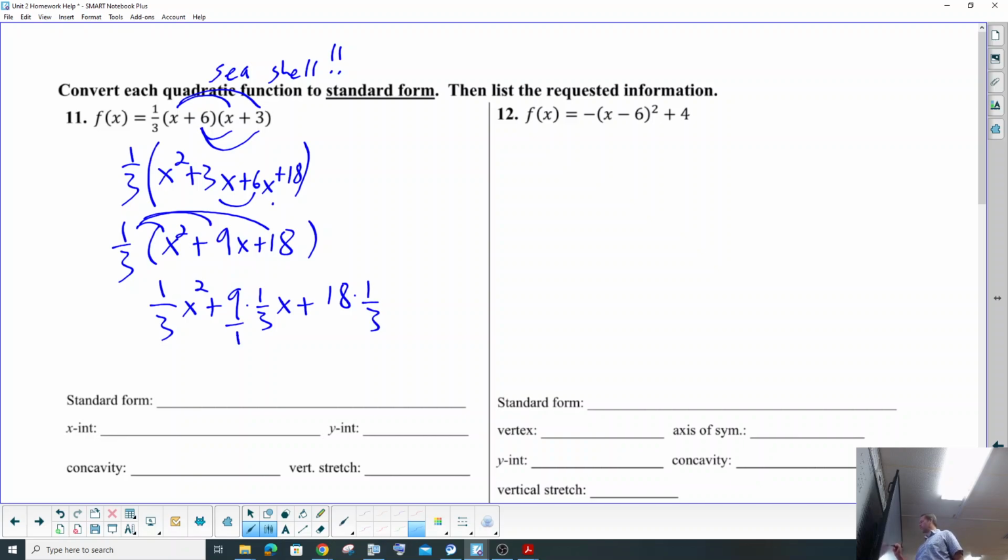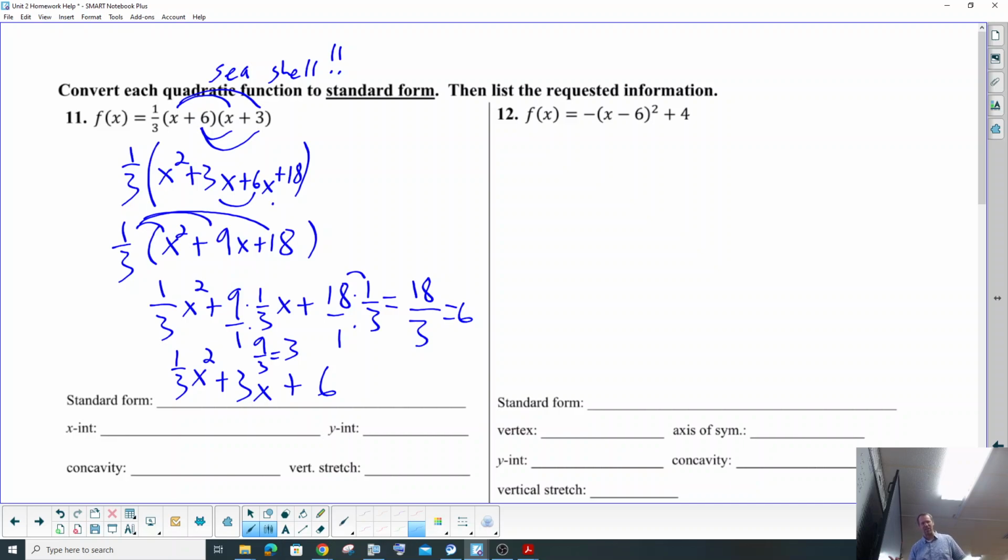Well, any whole number can be written over 1. So we just multiply straight across, right? So we get 1/3 for our standard form. 9 times 1 is going to be 9. And 1 times 3 is 3. And 9 divided by 3 is 3. So we get plus 3x plus 18 times 1 is 18. 1 times 3 is 3. And 18 divided by 3, what's 18 divided by 3? That's 6. So there's our standard form.